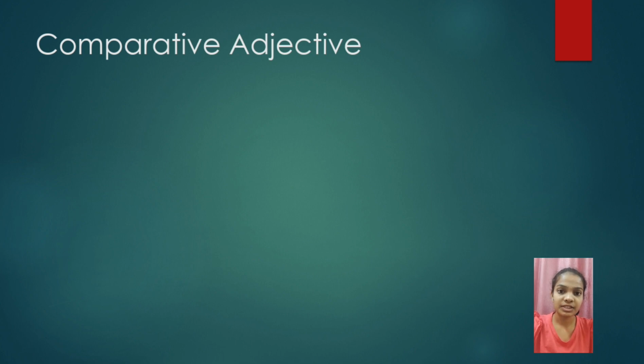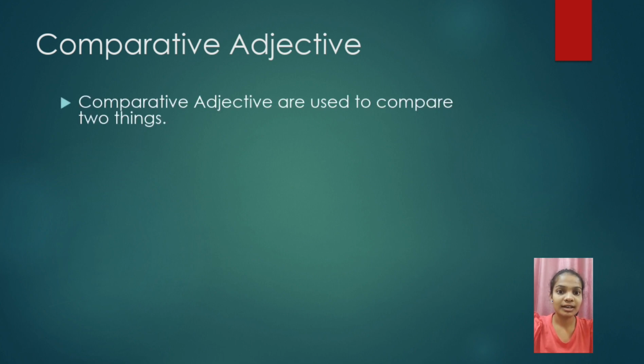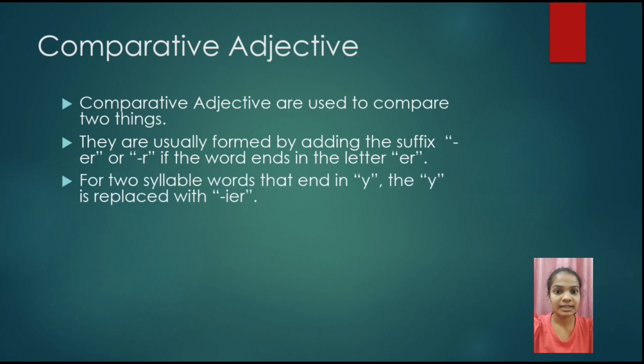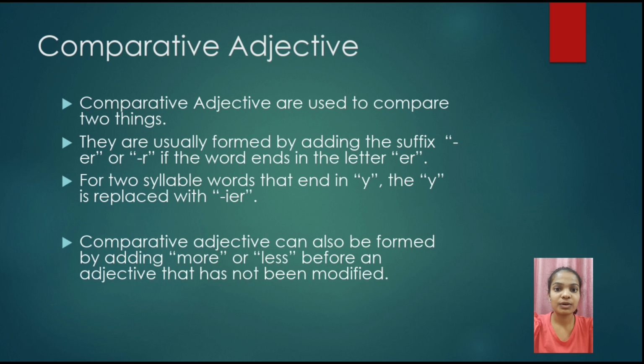First one, comparative adjective. These comparative adjectives are used to compare two things. They are usually formed by adding the suffix er, or r if the word ends in the letter e. For two-syllable words that end in y, the y is replaced with ier. Comparative adjectives can also be formed by adding more or less before an adjective that has to be modified.